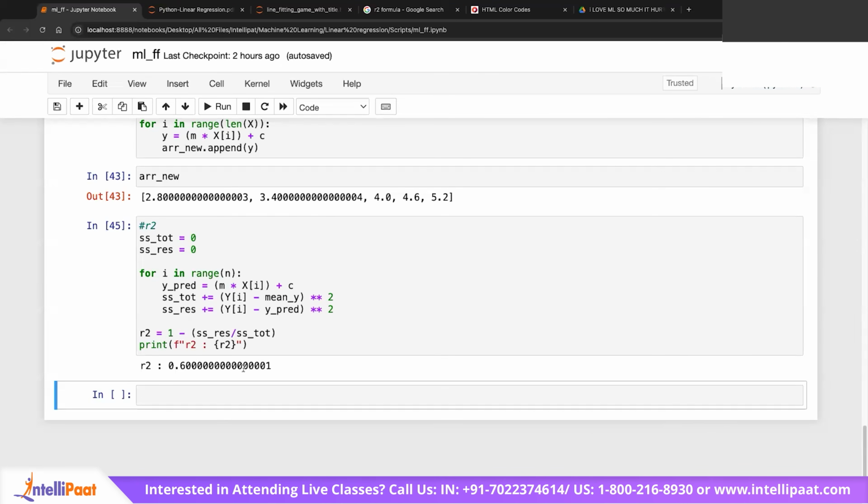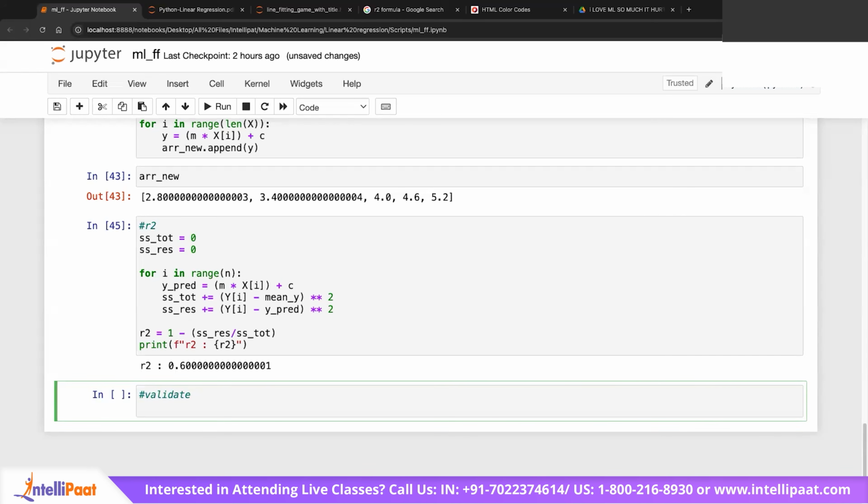So tell me, did we use any library in this? But we got the value of R square and y is equal to mx plus c. Can we validate? Do you understand what is validate? If I would have used a machine learning library like sklearn, scipy, what answers are they giving and what answers do we get? Can we validate it?